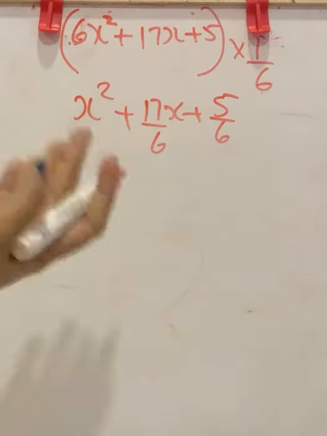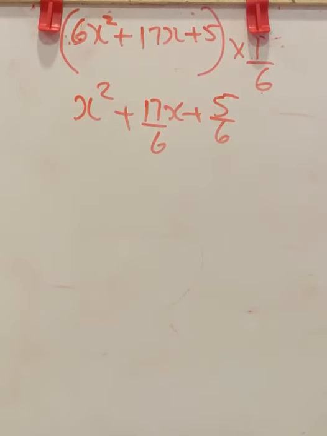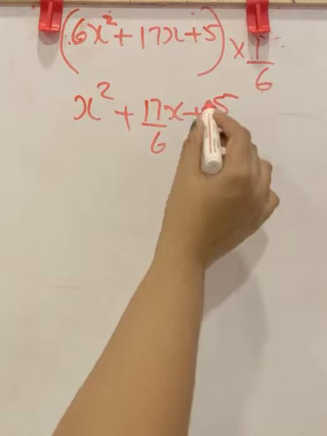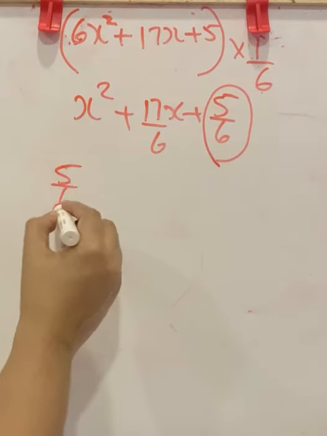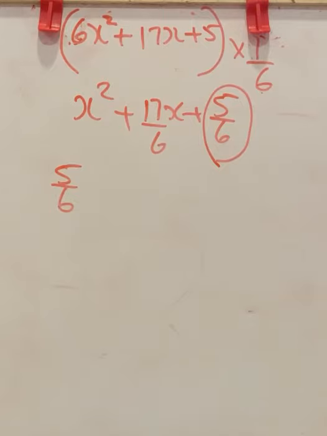Now we are moving to the next step of the factor theorem. We want to check the constant term and write the factors of it. How will we get this 5 by 6? There are so many combinations. Let us check some of those.